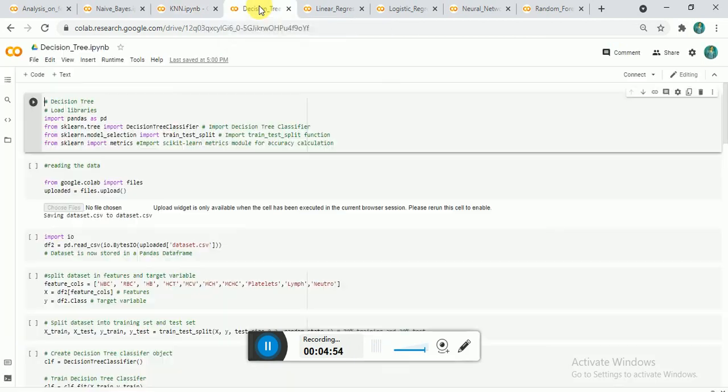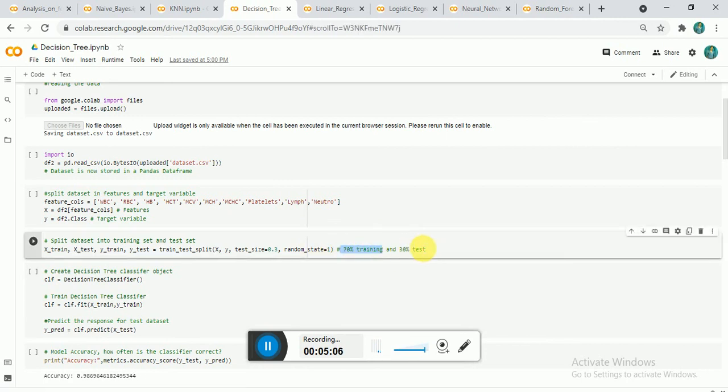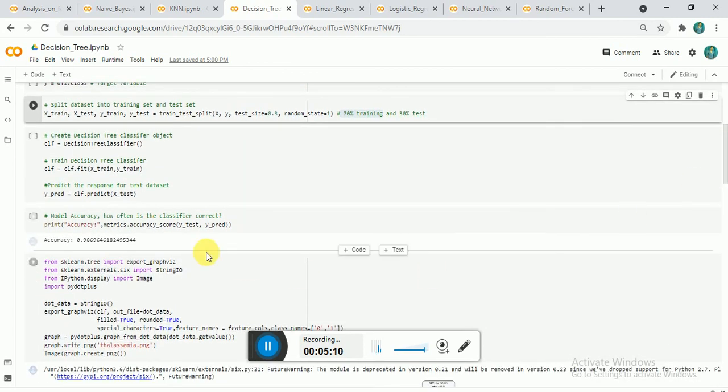The third one is decision tree. Same, I have chosen the target variables to train the model. 70% is the training dataset and 30% is the testing dataset. I have trained the model, and the accuracy I have achieved is 98% in the decision tree classifier.